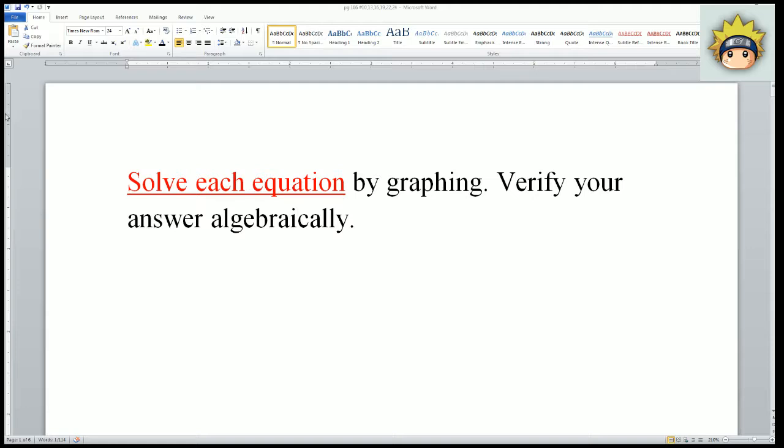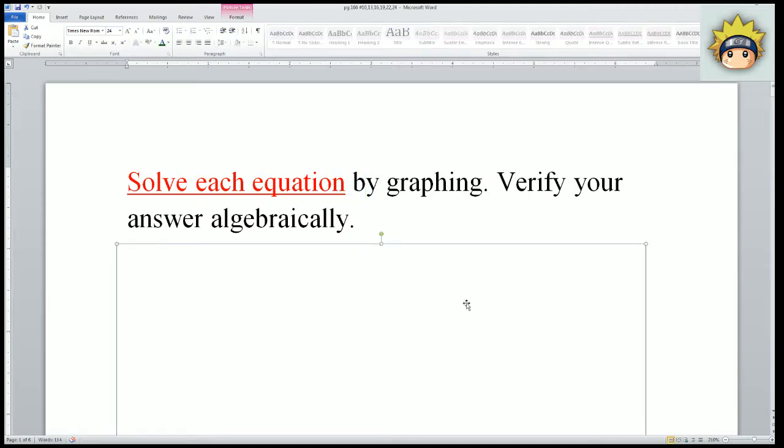First problem, number 10. It asks us to solve each equation by graphing. Verify your answer algebraically. The question is asked really weird. The best thing you could do is just solve the equation, then just graph it. We're going to talk about graphing later, but this is what we're going to do so far.